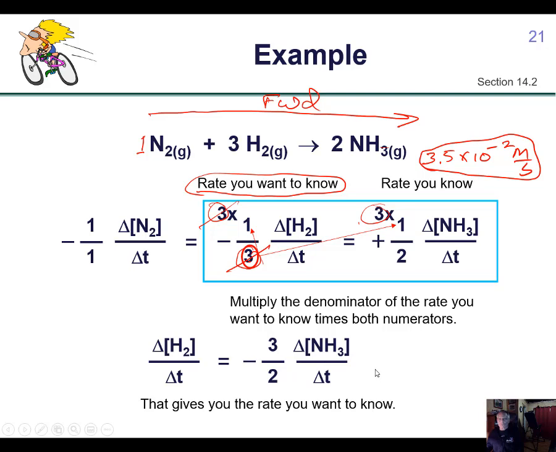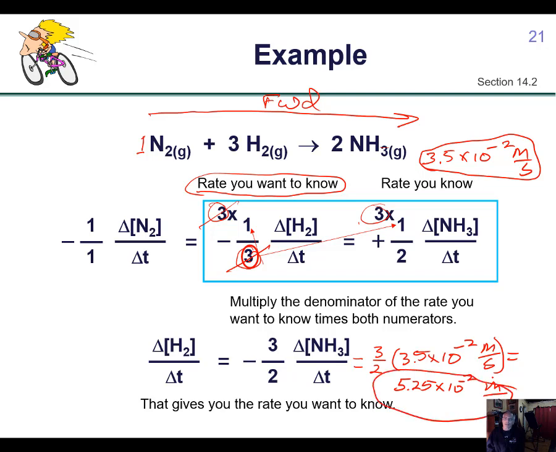Don't forget that we always express reaction rates in the positive. So in our particular problem, this would really just be 3/2 times 3.5 times 10 to the minus 2 molar per second, which would give me a result. My result would be 5.25 times 10 to the minus 2 molar per second in this particular case. And it's going to work every time, guys.